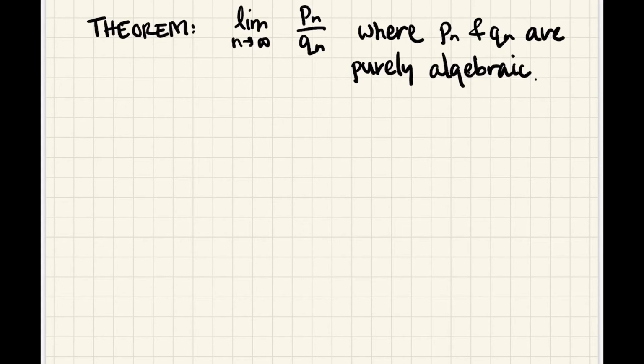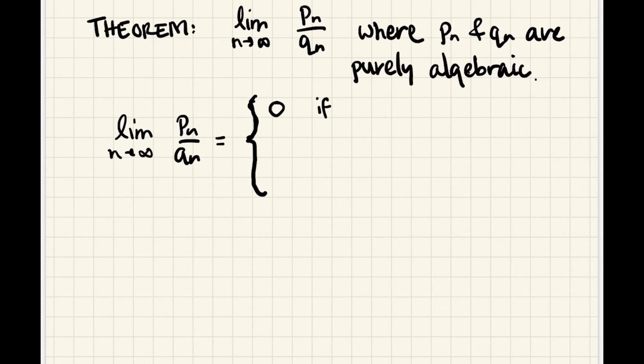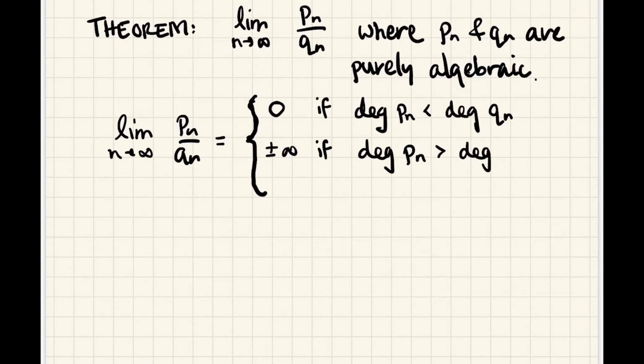So what does the theorem actually say? Well, it says that the limit as n approaches infinity of Pn over Qn is equal to one of three possible outcomes. And it depends on the relative degrees of the numerator and the denominator's polynomial form. So we're going to say that this evaluates to 0 if the degree of the numerator is smaller than the degree of the denominator. This evaluates to plus or minus infinity if the degree of the numerator is greater than the degree of the denominator. And finally, in the case where the degrees match, then this is going to evaluate to a fraction, a over b, where a and b are the leading coefficients.